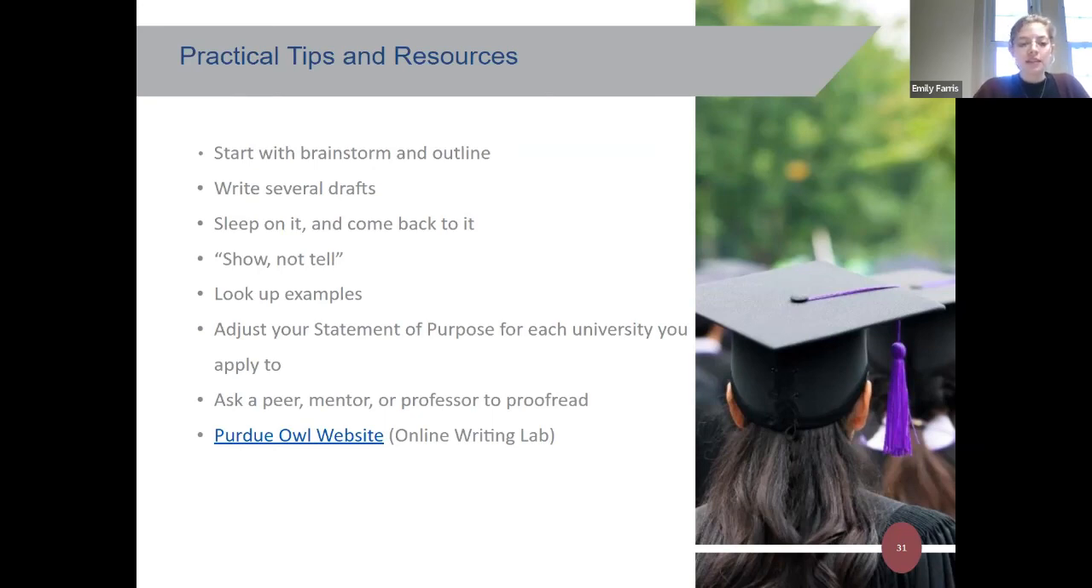And then lastly, you may have heard of this website. It's called the Purdue OWL website. It's an online writing lab, and they give some great resources for writing in general, but also specifically on the statement of purpose and the structure for that. So I would really recommend looking at those online resources.